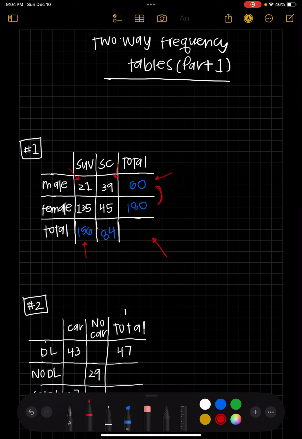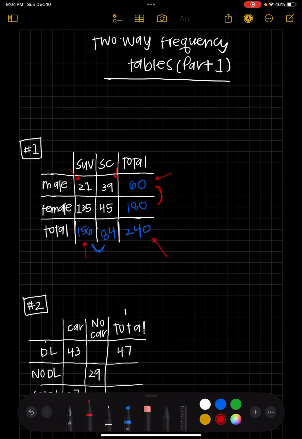So if I can add my males and females, 60 plus 180 would give me 240. So I know it's 240 people that are surveyed. Now to double check that, I also know that there were a total of 156 people that wanted an SUV and 84 people that wanted a sports car.